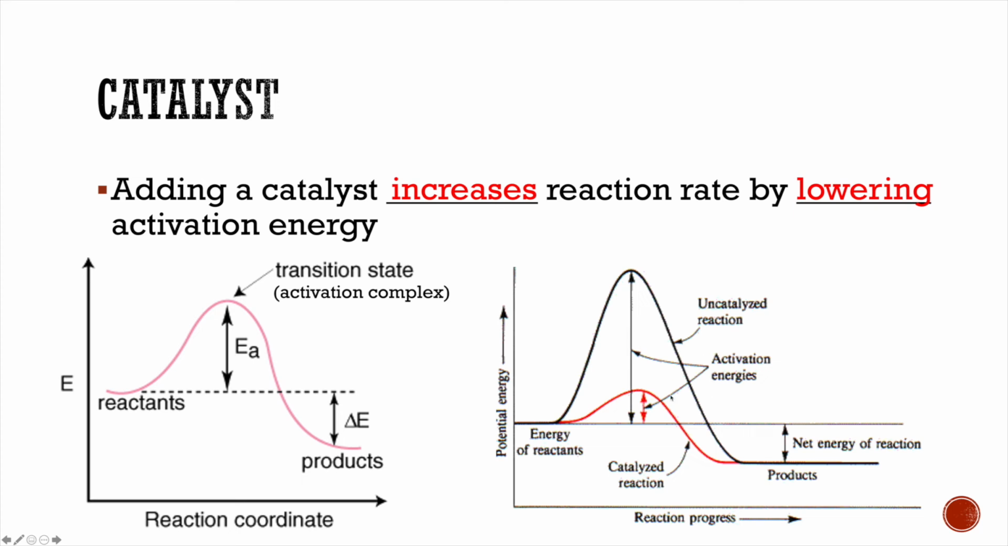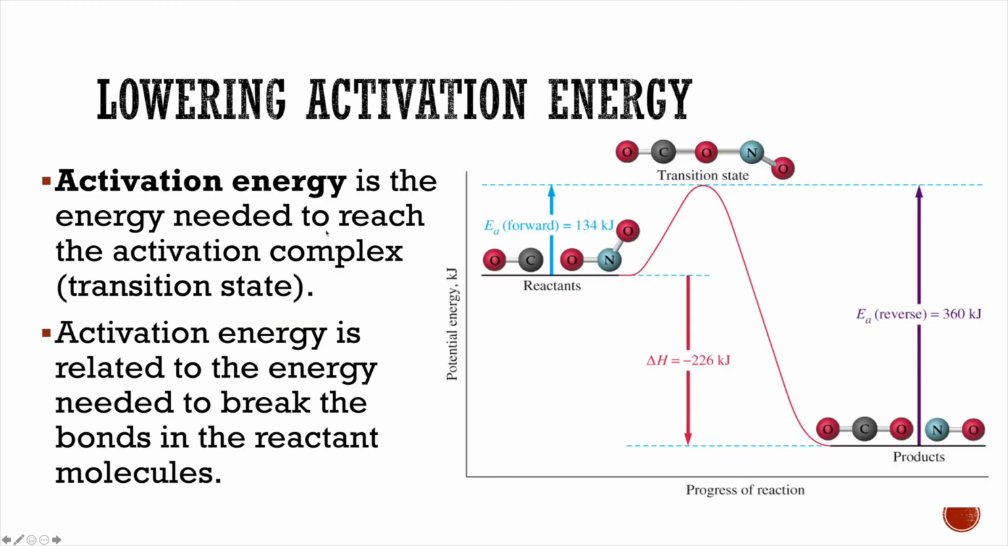So this is what enzymes do, and all catalysts. Now, not all catalysts are enzymes. There are other inorganic catalysts we can use. Platinum's a really common one in chemistry, and palladium. They all work in similar ways, lowering the activation energy. So activation energy is the energy needed to reach that activation complex, the transition state. It's related to the energy needed to break the bonds in the reactant molecule. So we're taking that hill and we are lowering it.